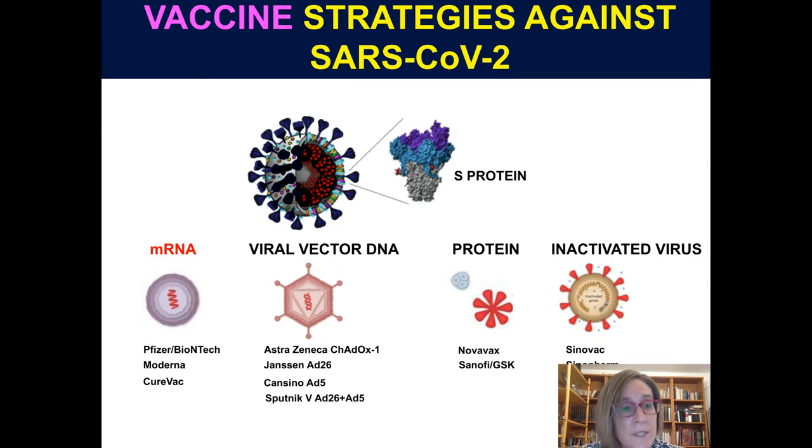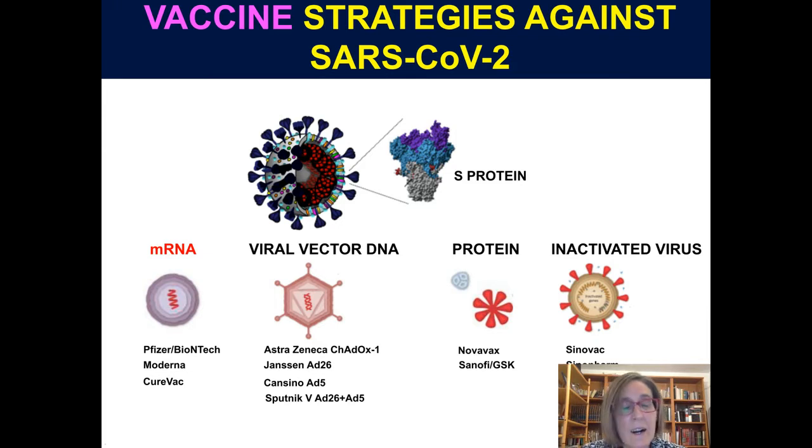Recombinant proteins are easy to produce, and they usually need adjuvants to increase efficacy. Viral vectors, usually adenoviruses, have been engineered to express this S protein from its genomic DNA. They do not replicate in the cells and they are attenuated. These vaccines have some advantages, such as the lower cost of production, and they are easy to store and transport.